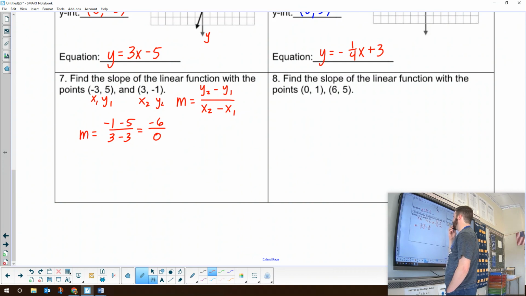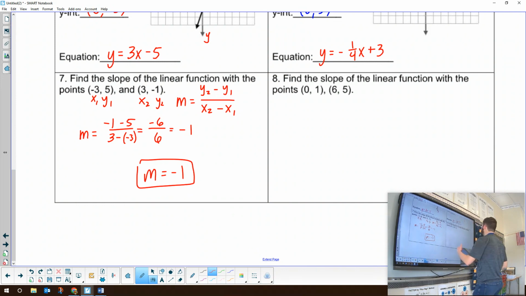Oh no. Normally we get a number, but we messed up here somewhere. Oh, I see what we did here. I totally made this mistake on purpose so you could see this. We should have instead gone 3 minus a negative 3, which is not 0. 3 minus a negative 3 is positive 6. And then negative 6 divided by positive 6 is negative 1. So my slope for this one is negative 1.